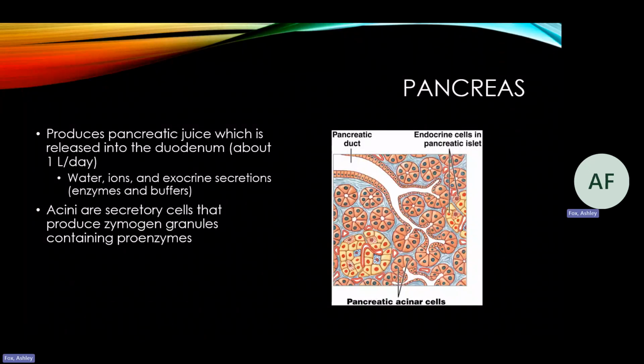So we're going to talk about the pancreas for a moment. The pancreas is going to produce what we call pancreatic juice. This is a combination of both liquid and enzymes, so we just call it juice. And it's released into the duodenum, that first part of the small intestine.